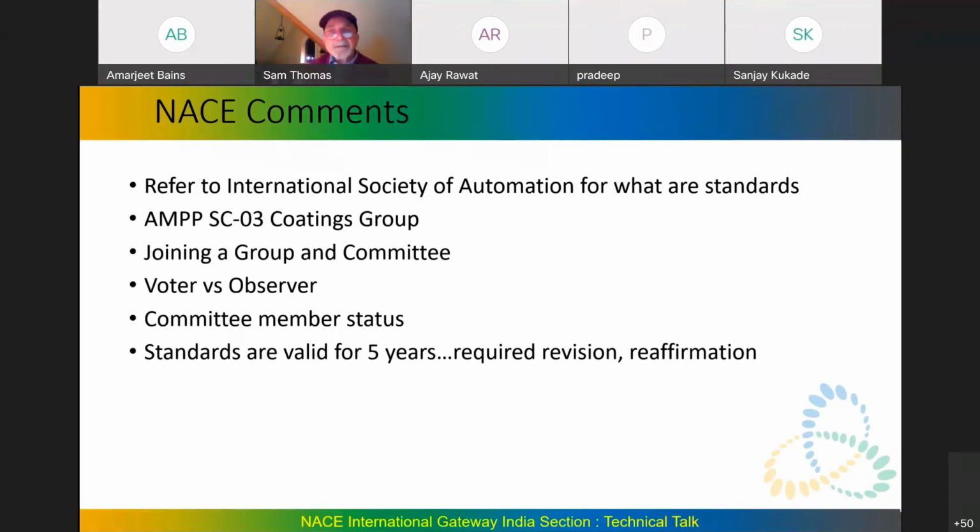So we have that going on as well, particularly with the coal tar, the example that I gave you there. And as I said, having the voter status or the observer status in these standards is important, because even if you are an observer, your voice is still heard in the standard by the committee chair.